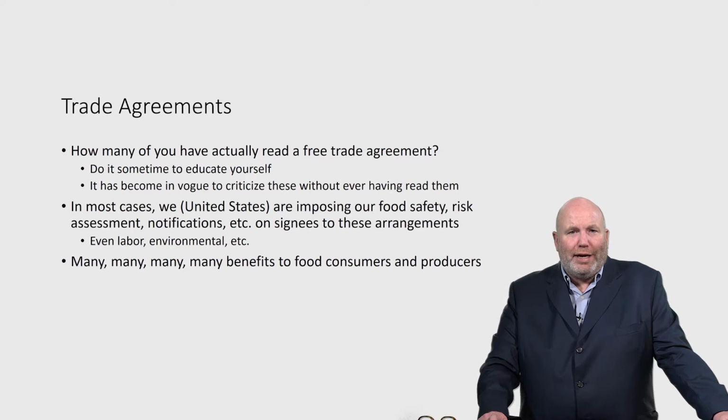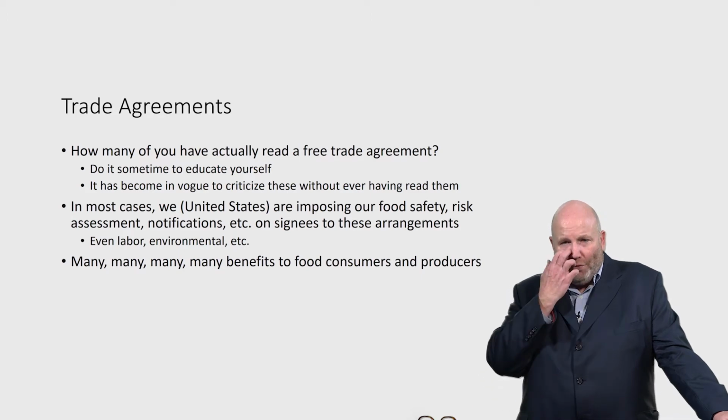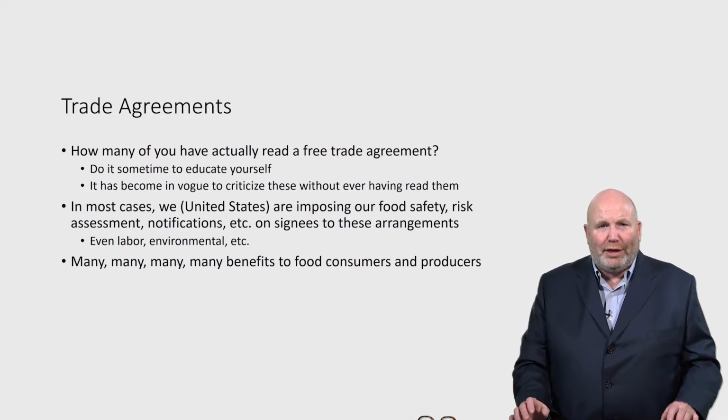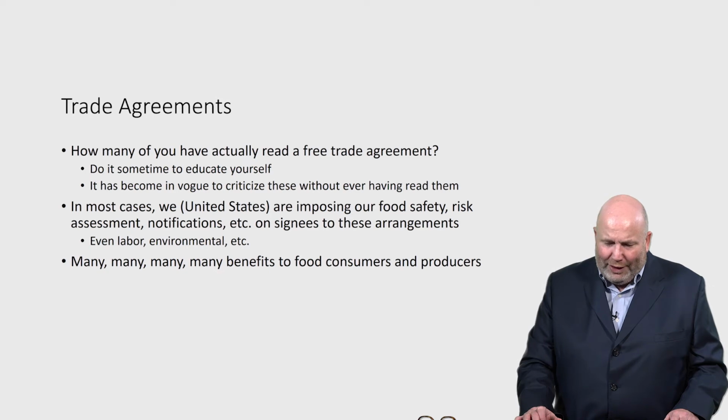Trade agreements. We have 20 different trade agreements that we've signed with other countries. And sometimes people get focused on one aspect of those. But if you look very carefully in the back part of these, we're imposing our food safety and risk assessment notifications on the signees of these agreements. And in recent years, we've gone even to labor and environmental impacts. So we have many benefits to food consumers and producers through our trade agreements, especially with the part relating to food.